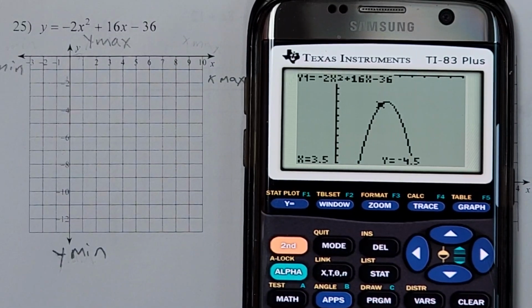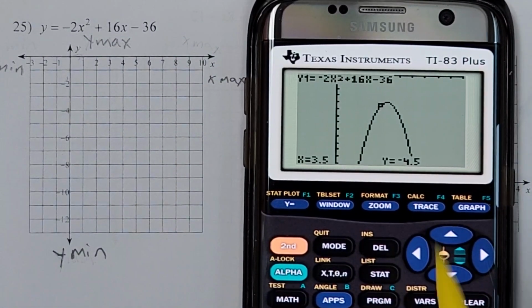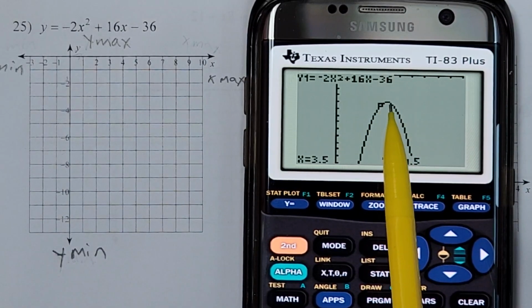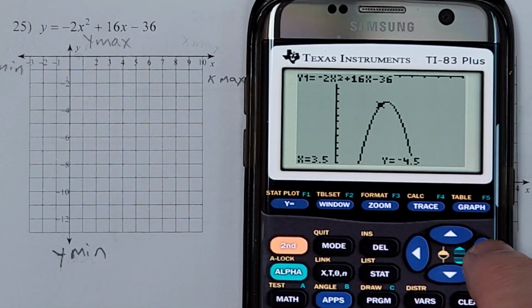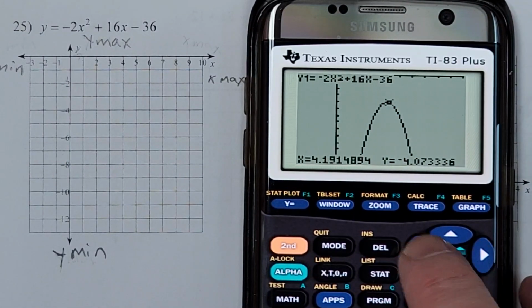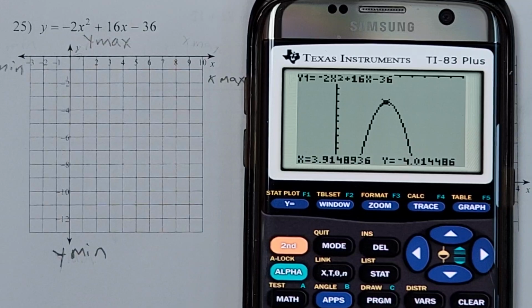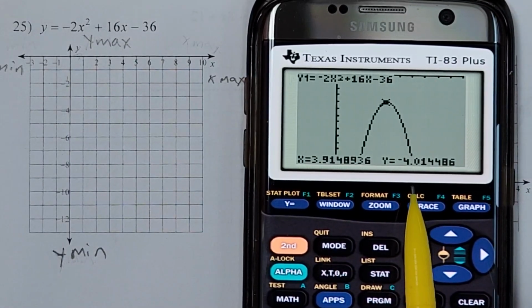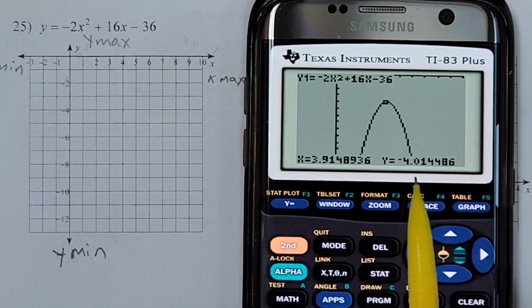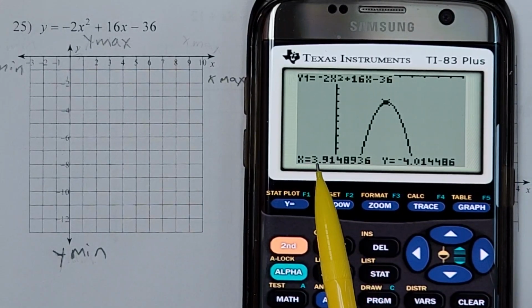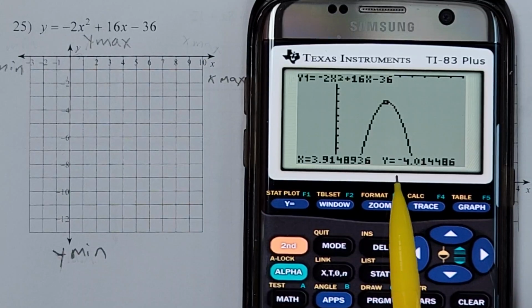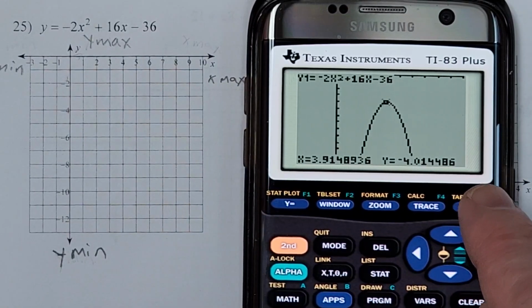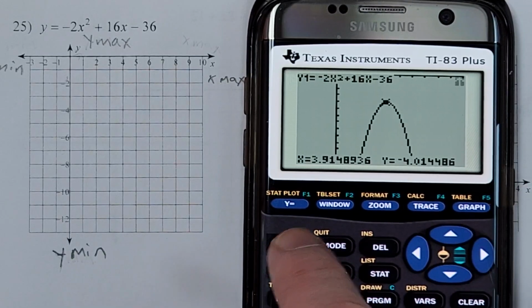Okay, so now we can trace. Yay, look, there it is. We can move to the left or right until that blinking dot is at the center. So we're moving. There it is. Okay, so I see 3.9 and -4, so that looks to me like it's going to be about -4. So let's find out. So we go to the table, second table. Again, the table is second table.